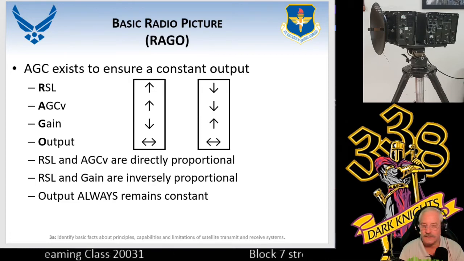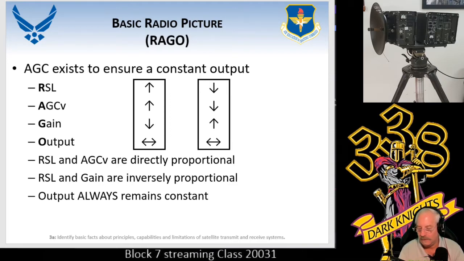Let's reverse this. Receive signal level is weak, so my AGC is going to represent it, so therefore it will be weak. Then you have gain. Well, since it's so weak, I've got to bring it up. The idea here is to keep my output constant.